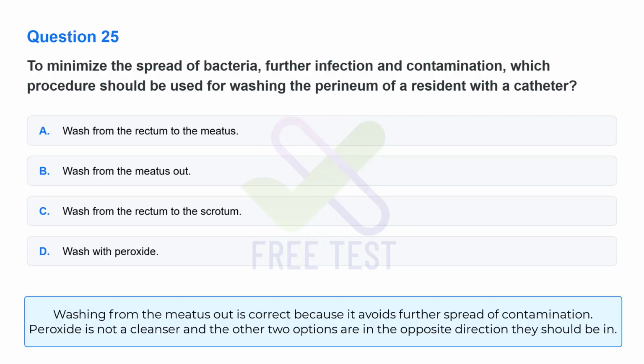The correct answer is B. Wash from the meatus out. Washing from the meatus out is correct because it avoids further spread of contamination. Peroxide is not a cleanser and the other two options are in the opposite direction they should be in.